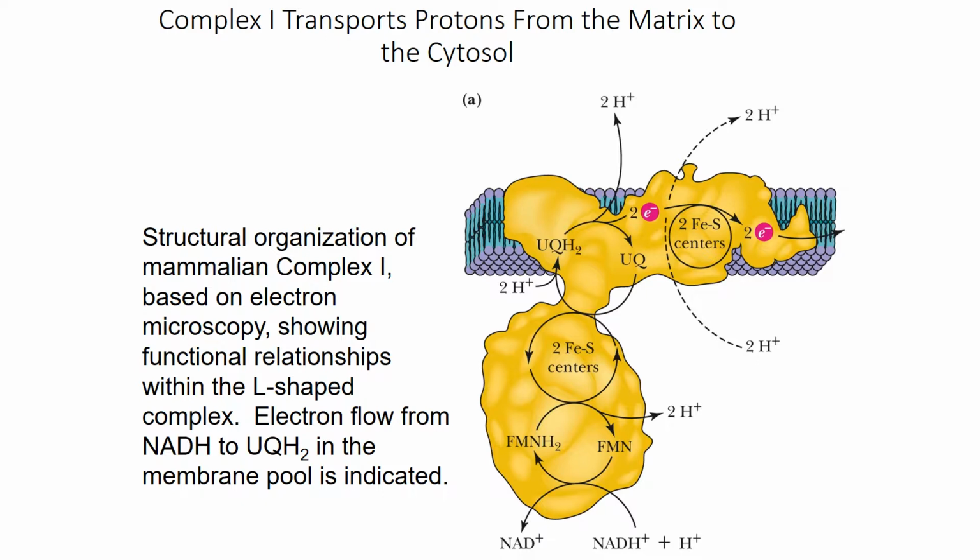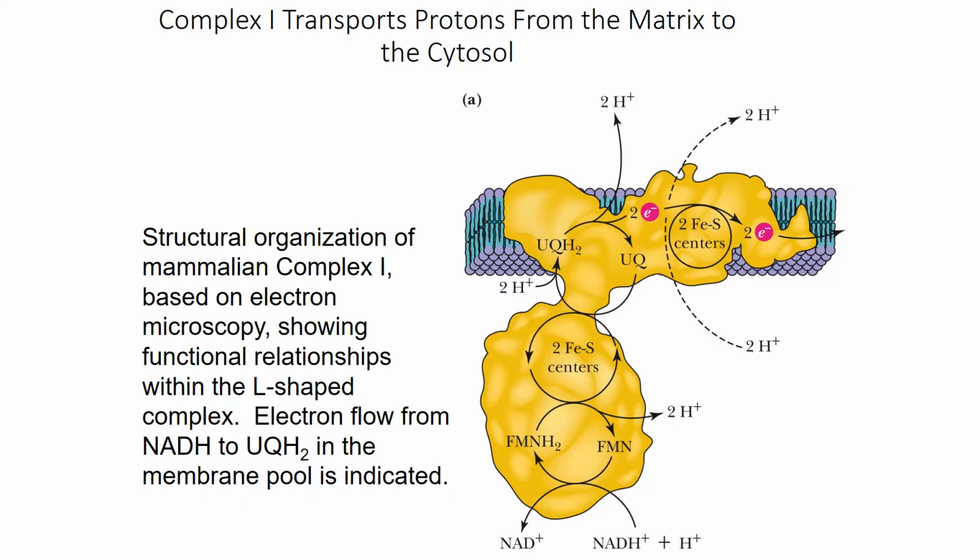FMNH2 then transfers 2 electrons, one at a time, to a second redox center, which is an iron-sulfur cluster. FMN has 3 oxidation states, I should say. FMNH2 is fully reduced. FMNH is referred to as a semiquinone, and FMN is fully oxidized.